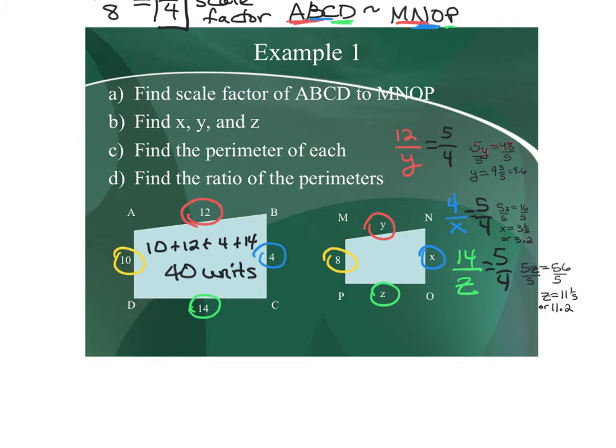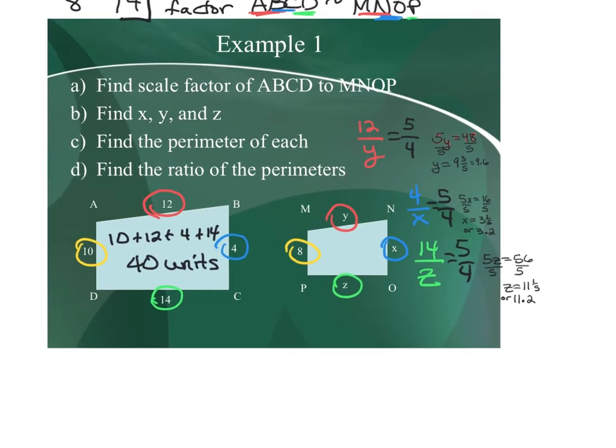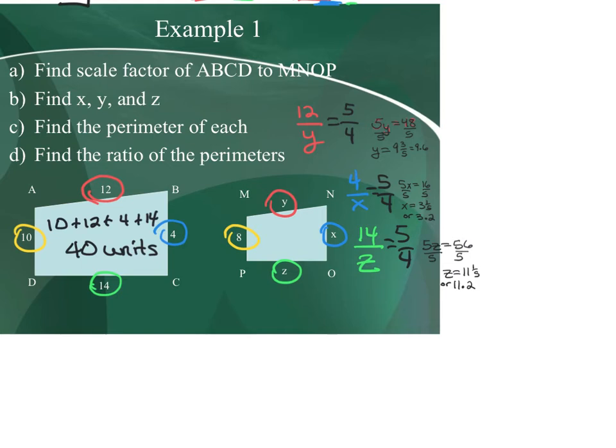Now for the smaller quadrilateral, I just found those 3 missing sides. So now I'm going to add 8 plus 3 1/5 plus 9 3/5 plus 11 1/5. Or you could add them as decimals. Once you add all of these up, you get 32.